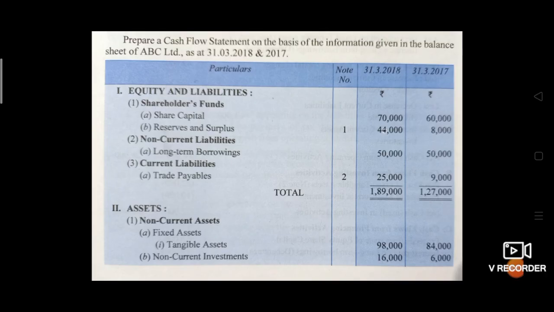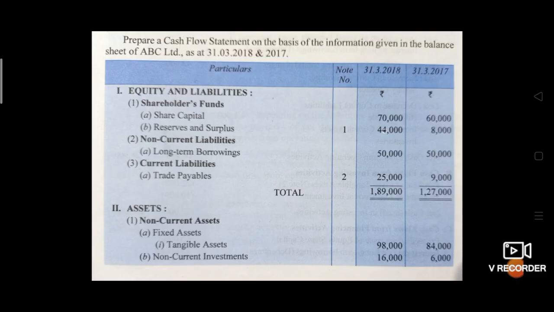See today's problem. Prepare a cash flow statement on the basis of the information given in the balance sheet of ABC Limited as at 31st March 2018 and 2017. First part is of equity and liabilities. In that, first shareholders fund, A share capital. It was 60,000 on 31st March 17 and it is 70,000 on 31st March 2018. Means there is issue of shares.